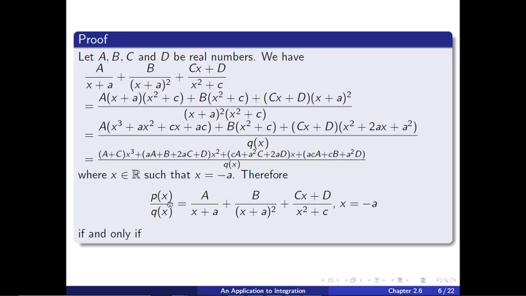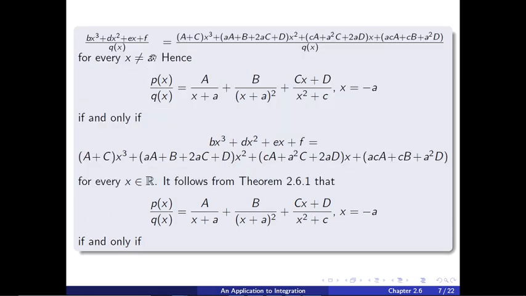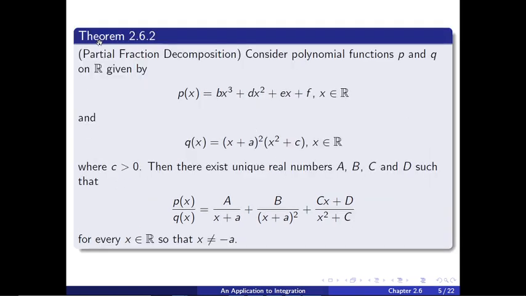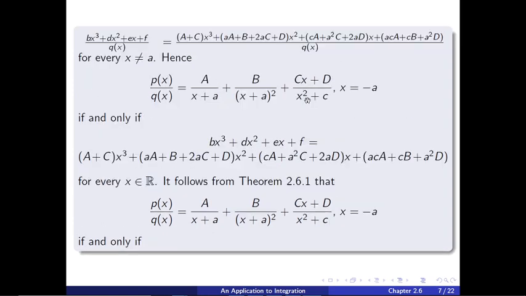So these two will be equal if and only if the corresponding coefficients are equal, right? So in other words, here we've got bx cubed. So remember what p of x is. It's bx cubed plus dx squared plus ex plus f. So for them to be equal, it would mean that p of x would be equal to that expression that we got for every x not equal to minus a.